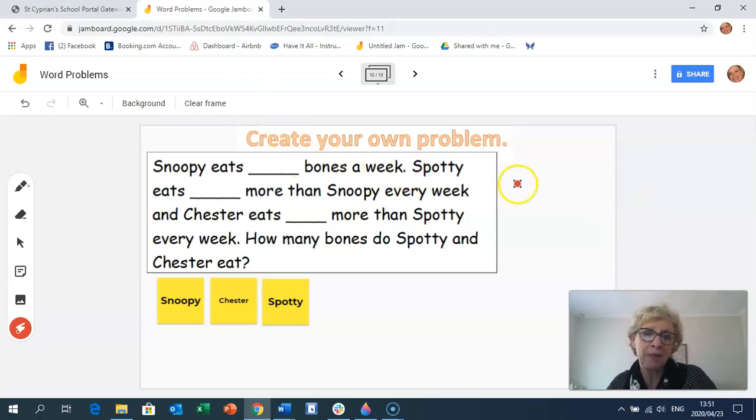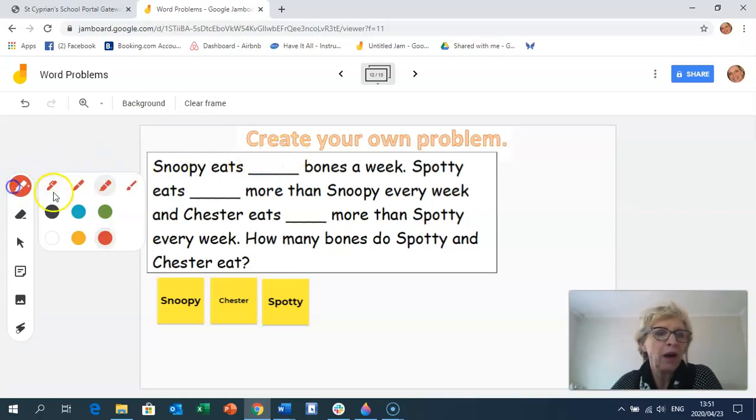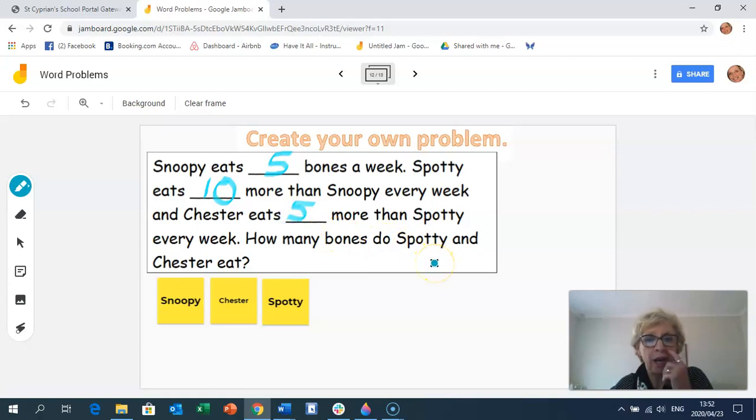So I'm going to add some numbers in. Let's assume that Snoopy eats 5 bones a week. Spotty eats, I'm going to just make it up, 10 more than Snoopy every week. And Chester eats 5 more than Spotty every week. How many bones do Spotty and Chester eat?